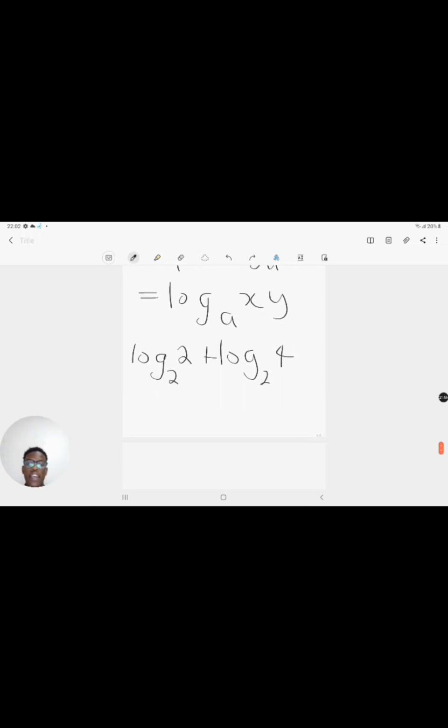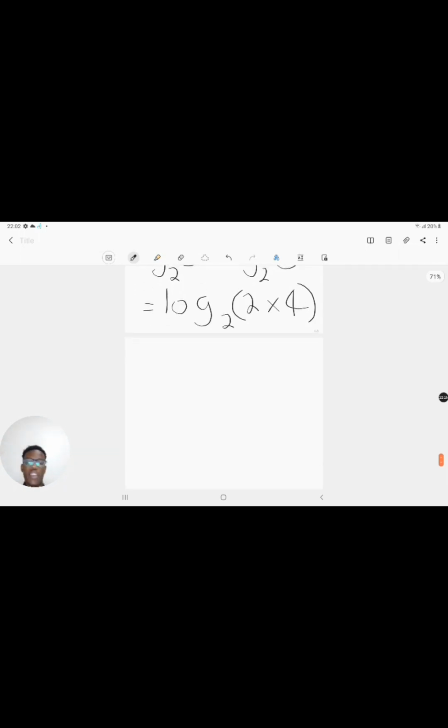What this means is that your x is 2, your y is 4, your base for both logs is 2. So you use the same log because the bases are the same. You keep the base, which is 2, and you multiply the numbers together. So this is going to be 2 times 4. It's that easy. And then you just say that's log base 2 of 8, and that's your answer.